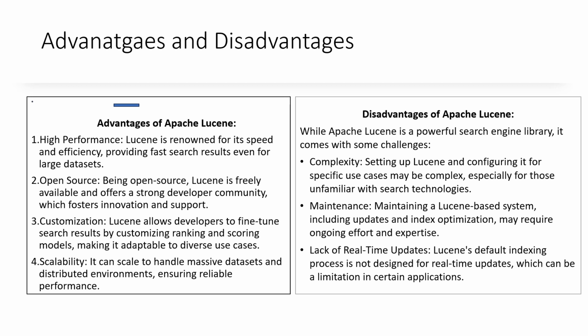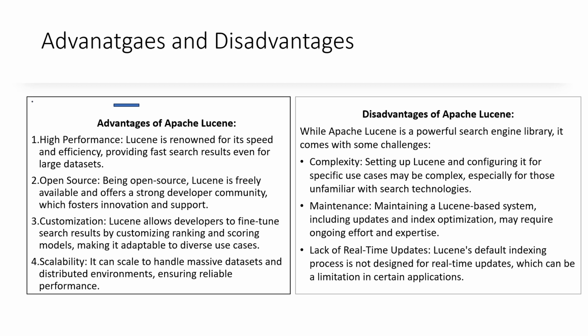Customization: Lucene offers extensive customization options, allowing developers to tailor search functionality according to specific requirements. This includes fine-tuning ranking and scoring models to ensure the most relevant results are presented to users. Scalability: Lucene is designed to scale efficiently, capable of handling massive datasets and distributed environments. It ensures reliable performance even as the volume of data and user queries increase over time.